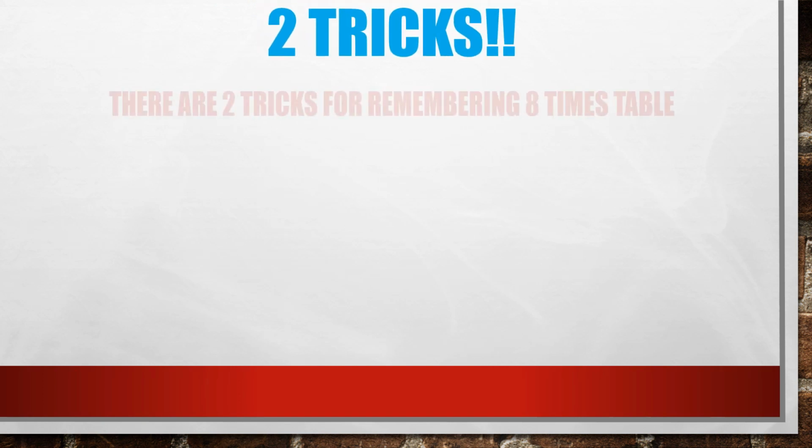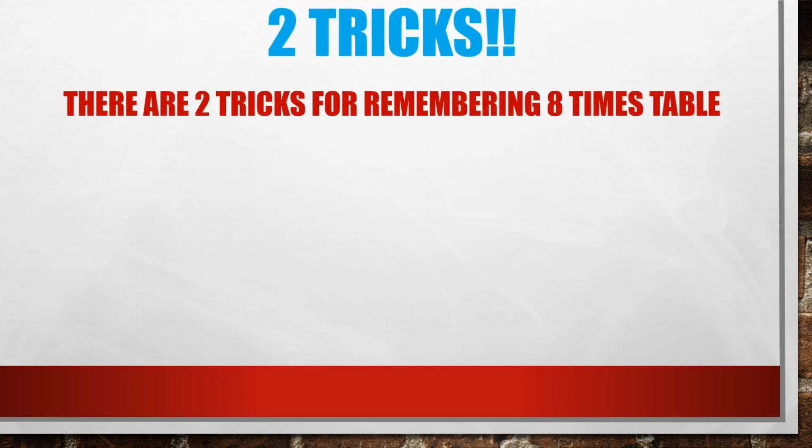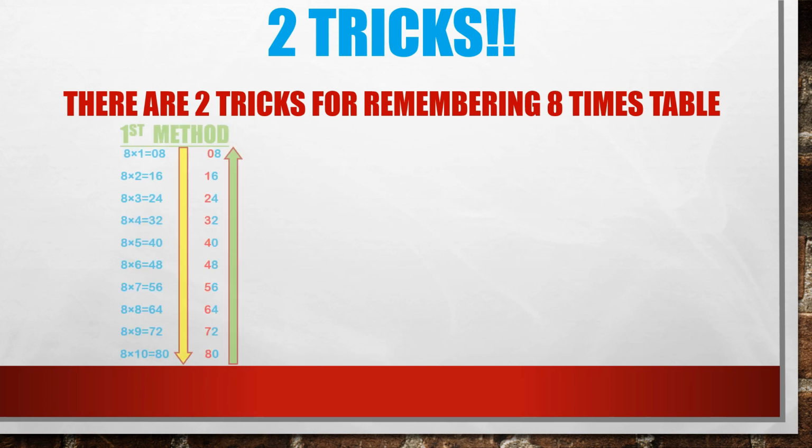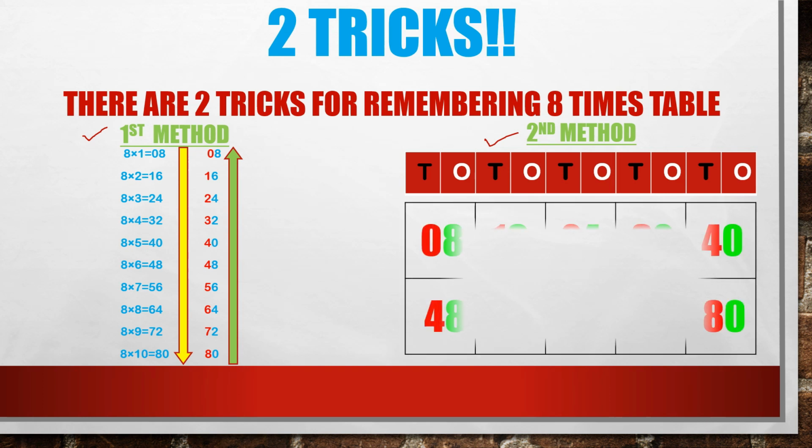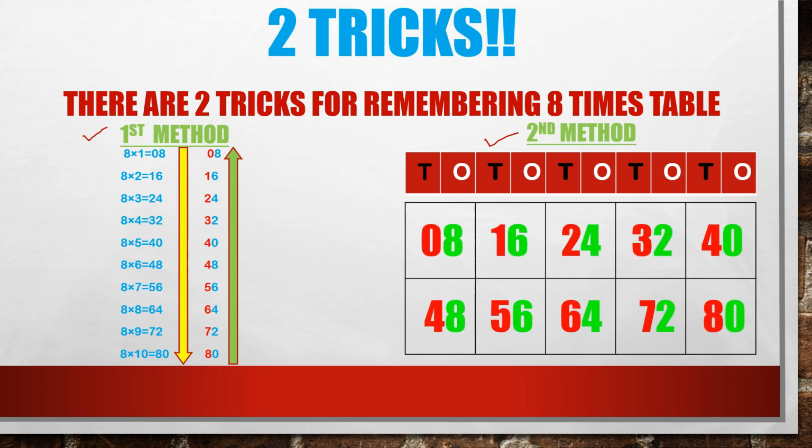Here's a summary for you to take a quick look at both the tricks. The first method shows the 8 times table written vertically, and the second method shows the table of 8 horizontally. You can choose whichever method you find easy to write and remember the 8 times table. I hope you enjoyed learning today's math tricks for remembering the table of 8.